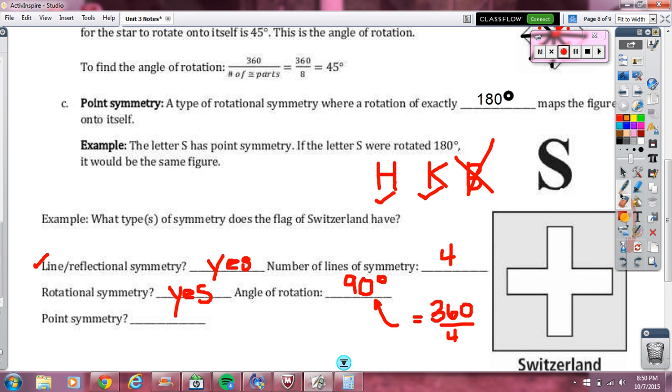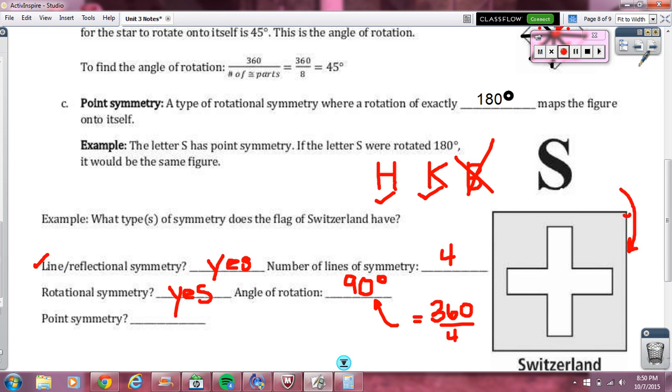So then the very last type of symmetry is point symmetry. And that's just me answering the question, does a 180-degree rotation map the object onto itself? AKA, if I turn this flag upside down, is it still going to look the same? You can test it out with your paper if you want to, and hopefully you come to the conclusion, yes.